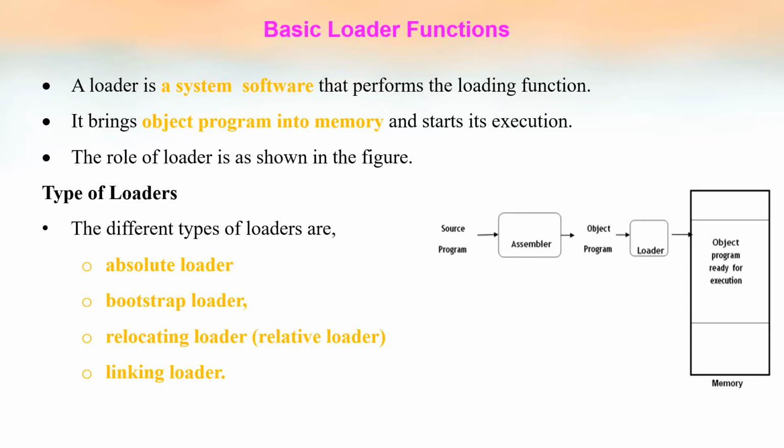We can see this figure to understand the loading function. This is a source program. It is given as input to the assembler. The assembler produces the output as the object program, which is in machine language. This program is given as input to the loader. The loader's function is to load this object program into primary memory. The output of the loader, we can see here, is the object program loaded into the memory locations, memory addresses.